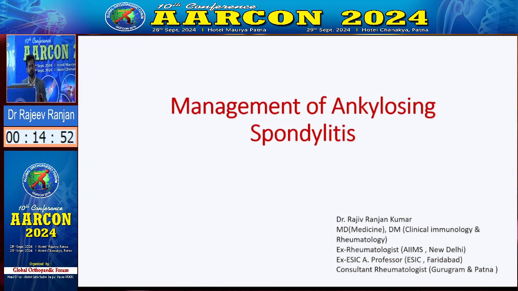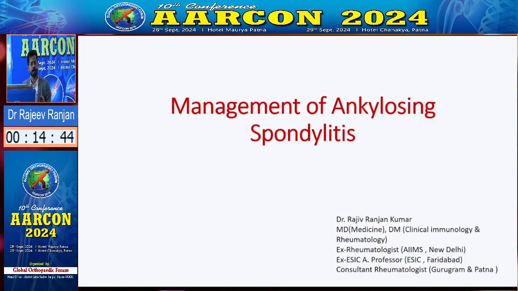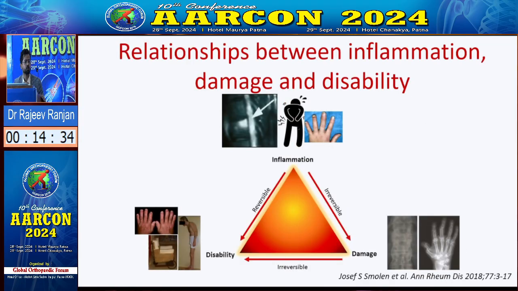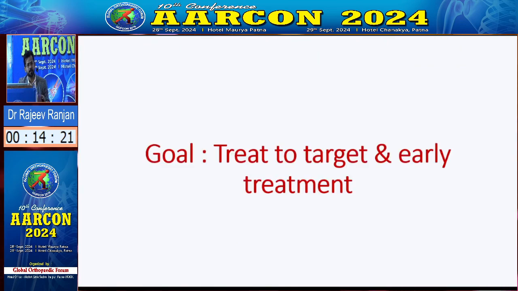So, this is a very important topic. Why is it important? We all know that ankylosing spondylitis affects the young population. If we can't treat these patients on time, they develop multiple deformities, spinal deformities and long-term poor prognosis. So the important goal is to treat early. If you control the inflammation very early, you can prevent the deformities and disability. The important goal is obviously to treat to target, and early treatment is always rewarding.